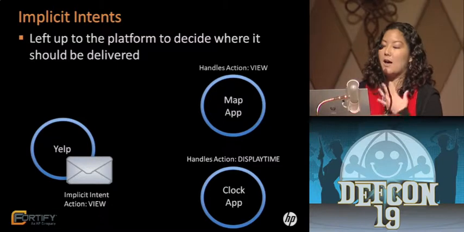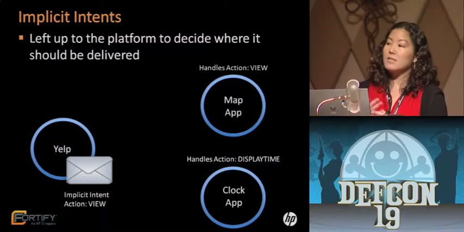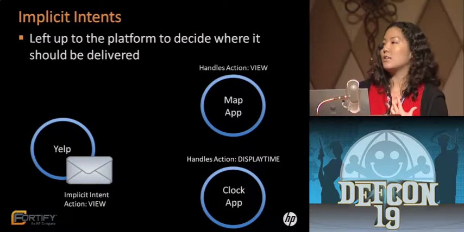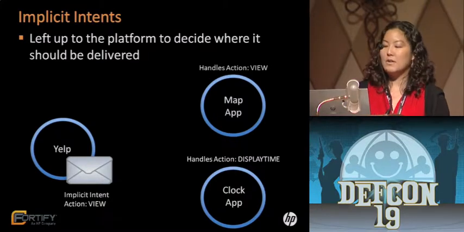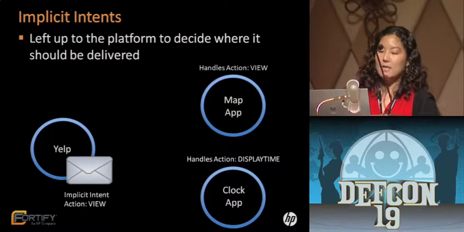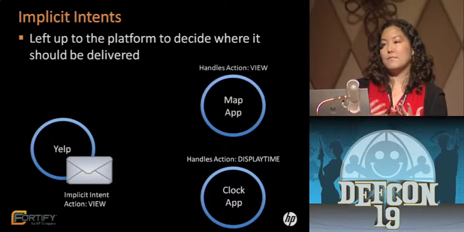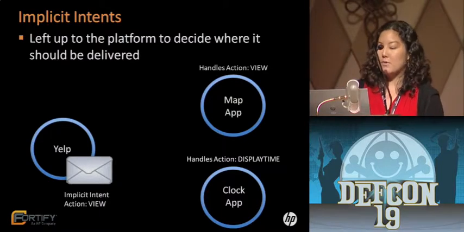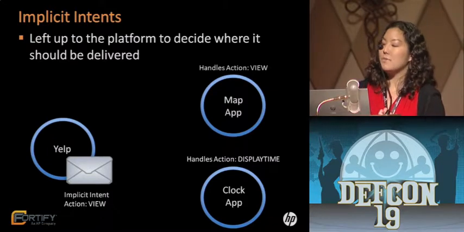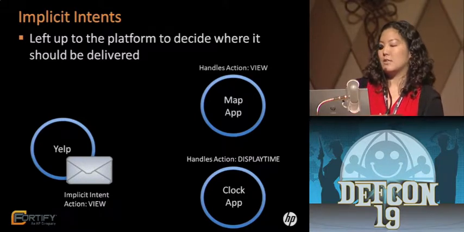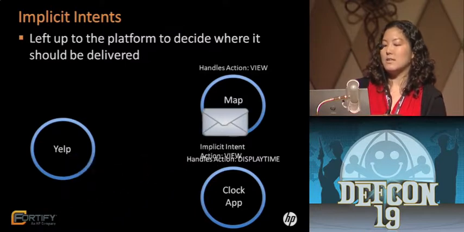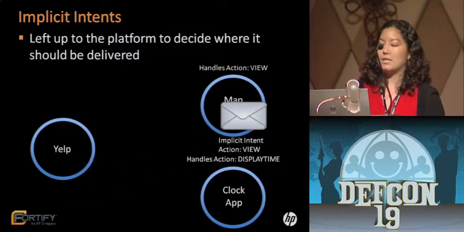Actions should specify what the receiving component should do. Some common actions include the view action and the edit action, but really the action can be any string created by the developer. Going back to the Yelp application, they could have sent an implicit intent with the view action, and then the system will look at the receiving components and at what actions can be handled. In this case, there's only one component that can handle the view action. So the system will deliver this intent to that map application.